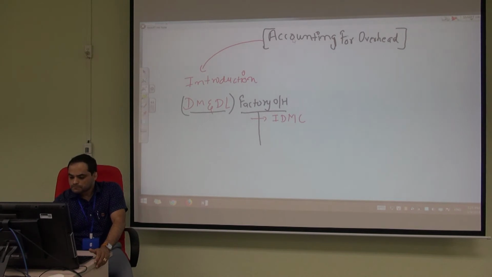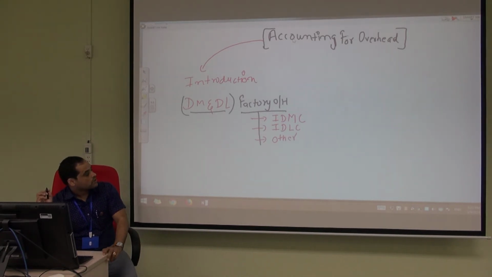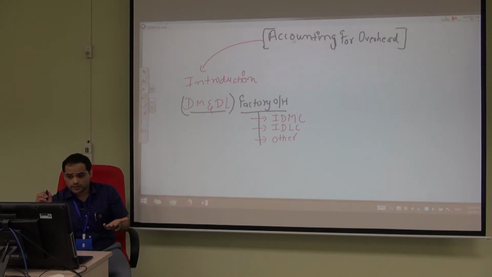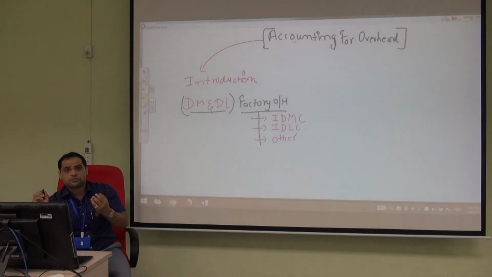Alright. Second one is indirect labor cost. And third one is other indirect cost. Alright, so start with indirect material cost. Indirect material cost means the cost which is indirectly involved into production. Alright, the cost which is indirectly involved into production related to material.